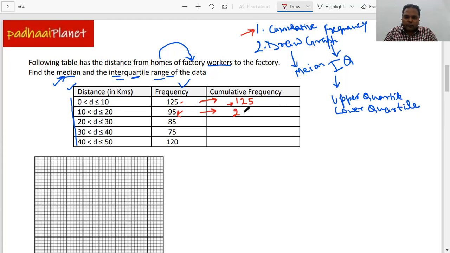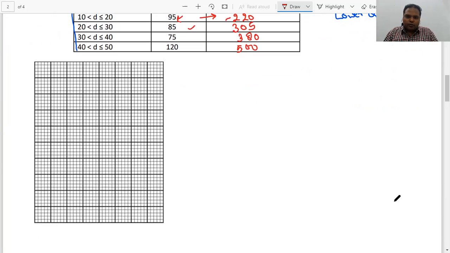So this makes it 220. Then this gets added to this one, so this is 305. Now it is 380, and finally 500. Now that's the cumulative frequency. And now we will draw the graph for the same. So let's put it onto the graph.